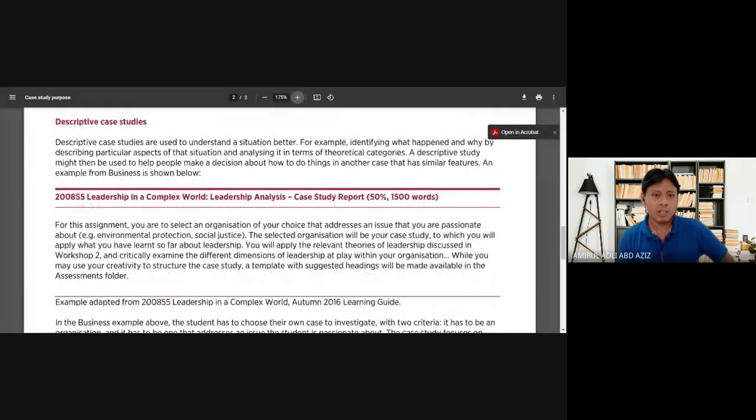Yang ni descriptive case studies. Yang ni dia guna dalam business. Okay, leadership in a complex world. Okay, leadership analysis case study report. Ini dia study pasal leadership.